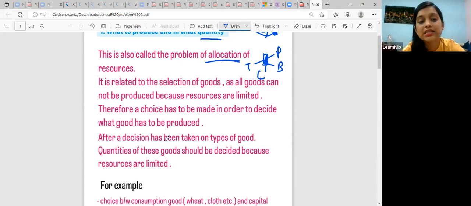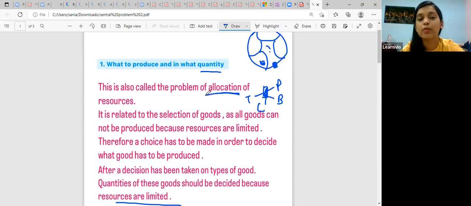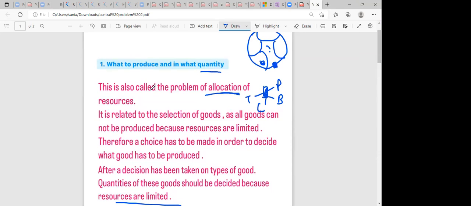And after the decision has been taken on types of good, like after you decided that okay, I need to produce a bed, then you have to decide the quantity, like one bed, two beds, three beds, four beds. Quantities of these goods should be decided because resources are limited. Clear? So this is the problem of what to produce.